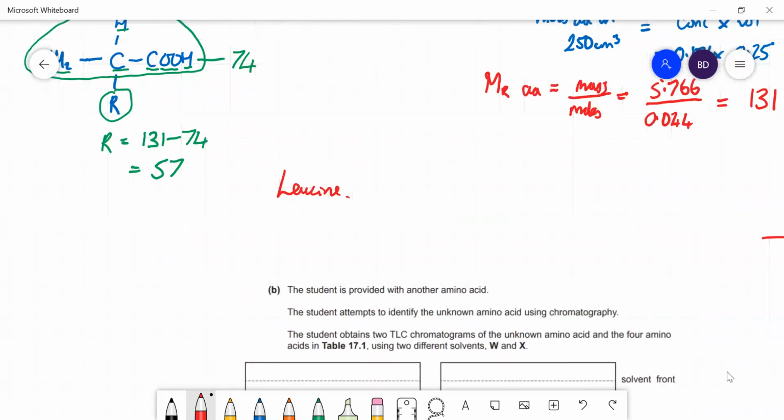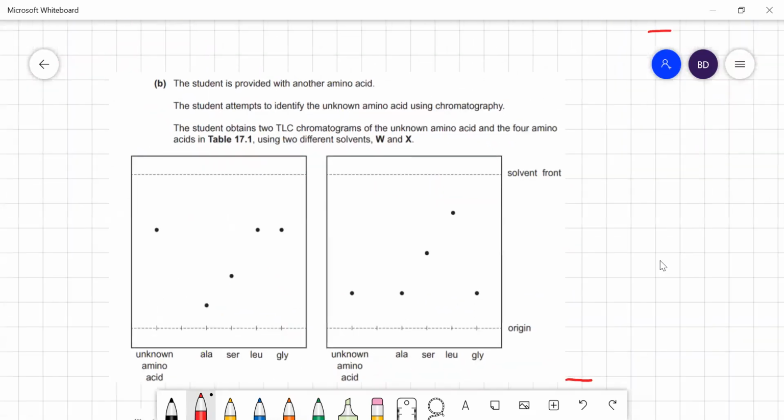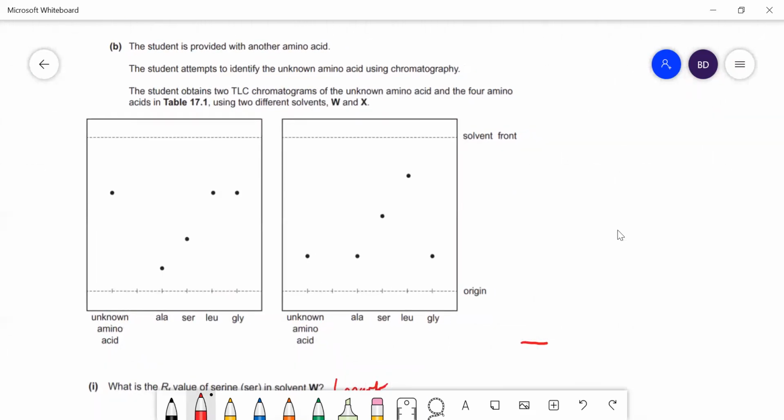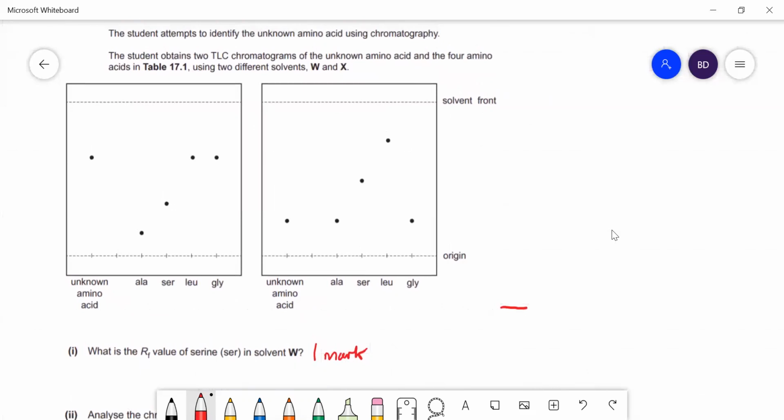Right, okay, so now we're going to look at the amino acids with some TLC chromatography. What is the RF value of serine in solvent W? Okay, so I'm going to have to use this. What is RF? The RF value is the distance moved by the spot divided by the distance moved by the solvent front.